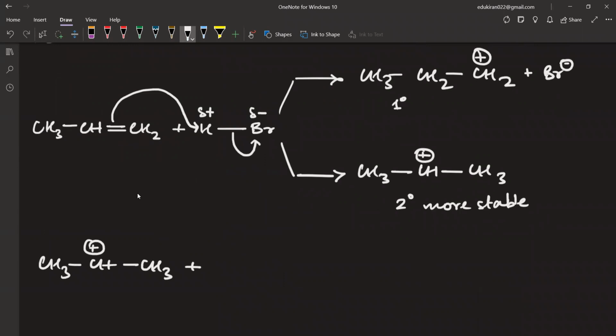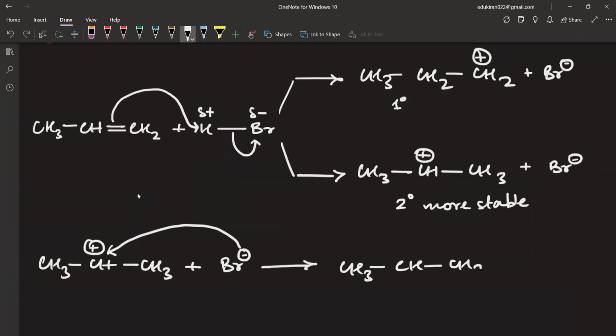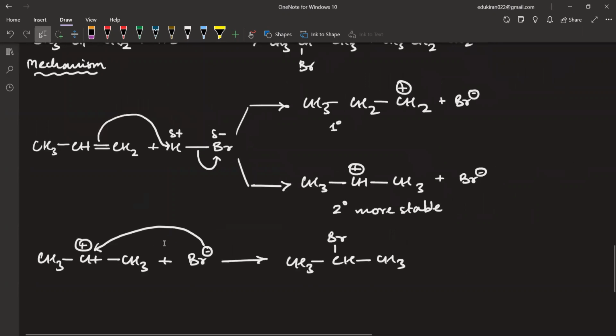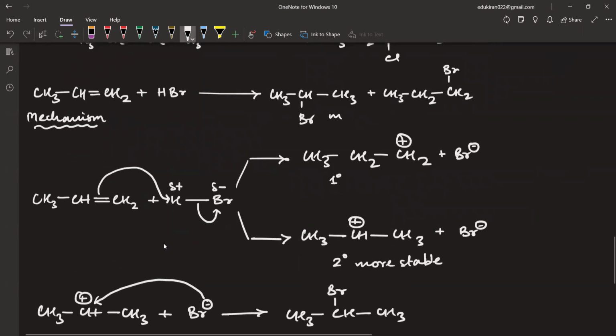Now from here, what are we getting? Br negative, right? So this Br negative will be there. And now Br negative is what? It is an electron source, because it has negative charge. It will attack on the CH carbon, and you will be forming CH3, CH, CH3, and Br. Okay, so this is how the major product is formed. Now, this is major. This is minor.